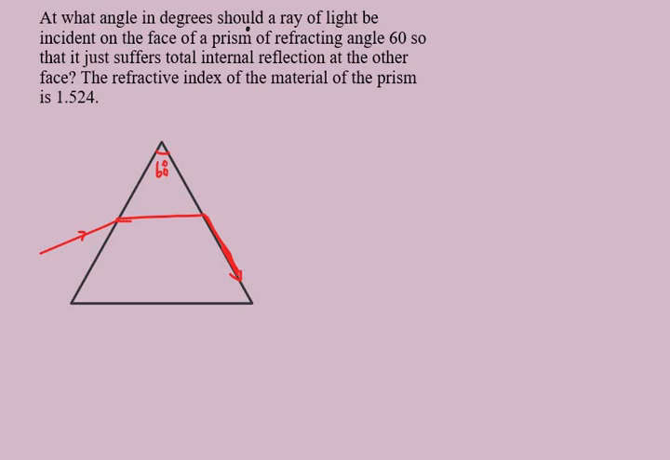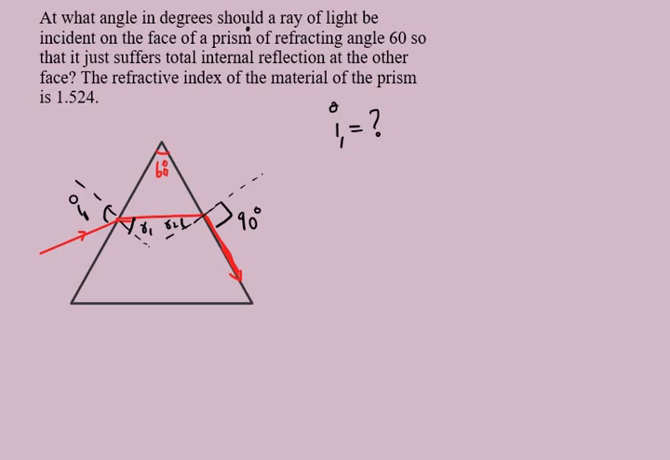In this case, you can see that if you draw a normal at this point, the emergent angle will be 90 degree. If I draw a normal on the first face, this will be the angle of incidence. Let us mark this I1. This is R1 and this is R2. Now, you need to find out the angle of incidence I1 such that the emergent angle is 90 degree. This is the given question. So, let us see how to solve this one.